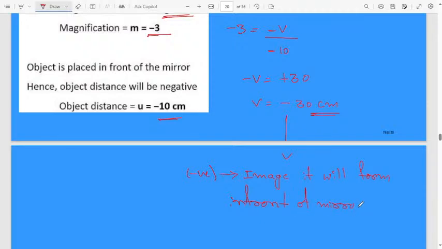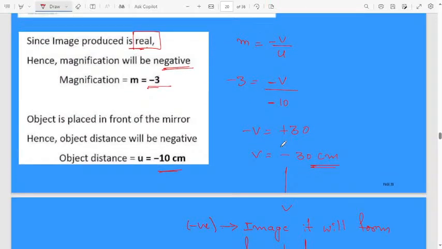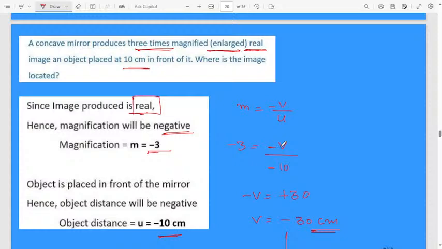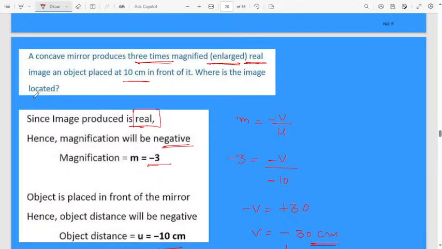If you are getting plus 30, then at that time you have to write that the image is forming behind the mirror. Here the negative sign indicates the image you are getting in front of the mirror, because in the question they are asking where the image will be located, where exactly you are getting the image. You are getting it 30 centimeter in front of the mirror.